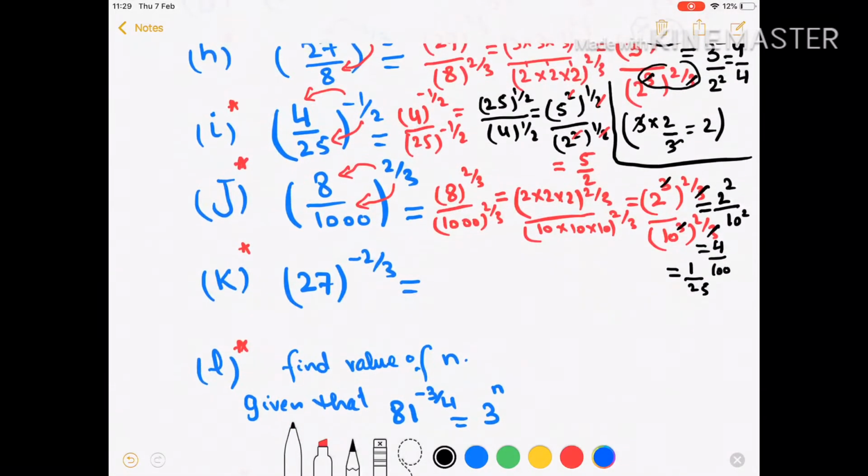Next question, K. 27 belongs to power minus 2 over 3. Make this power positive. How can we make the power positive? The rule is you have to change the position. So change the position. Take 27 down at the denominator. When we take 27 down, you can see the power will become positive. And now just simplify it. 27 you can break into 3 times 3 times 3.